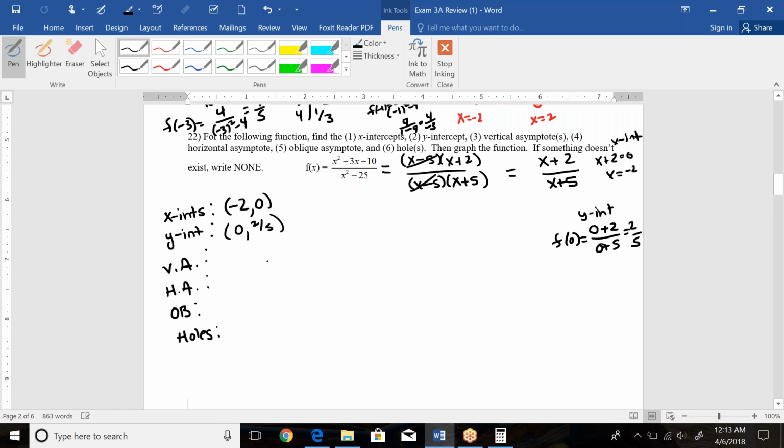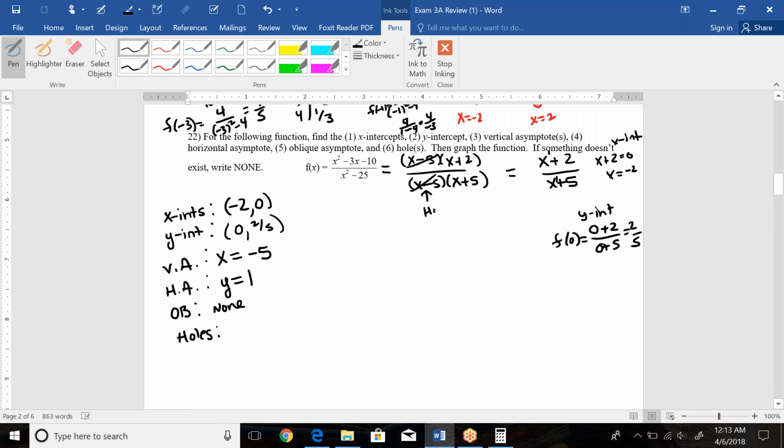We did have a factor still in the denominator, so that means we have a vertical asymptote at x equals negative 5. The degree on the top matches the degree on the bottom. So when that happens, you have a horizontal asymptote, and it's always the leading coefficients of those leading terms. So 1 over 1. So that would be y equals 1. And that's only if your highest degree on top matches your highest degree in the bottom, which means we have no obliques. In this one, we did have a hole.